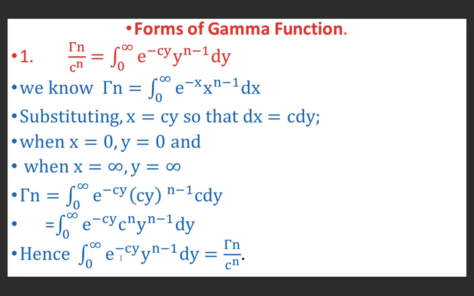Hence integral from 0 to infinity e raised to power minus cy, y raised to power n minus 1, dy is equal to gamma n upon c raised to power n. Because c raised to n is constant, we can write it outside the integral and shift it to the other side. So we have proved that gamma n upon c raised to power n is equal to integral from 0 to infinity e raised to power minus cy, y raised to power n minus 1, dy.